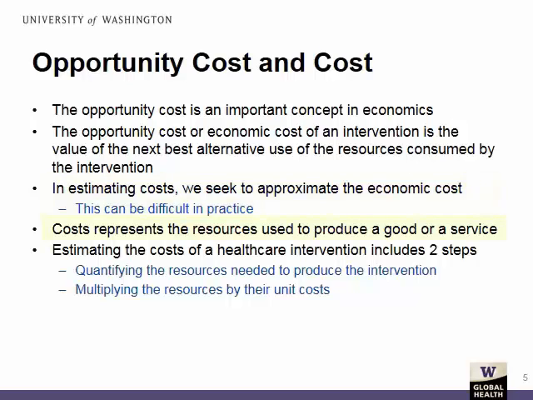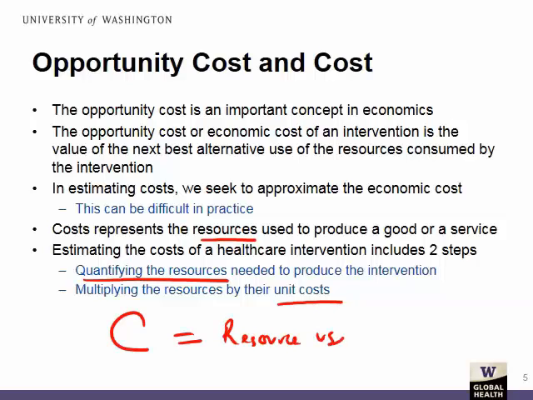And the cost represents the resources used to produce a good or a service. The estimation of cost in healthcare includes 2 steps. One is quantifying resource use, and the other one is multiplying by unit cost. So essentially, the cost is equal to the resource use multiplied by the unit cost.